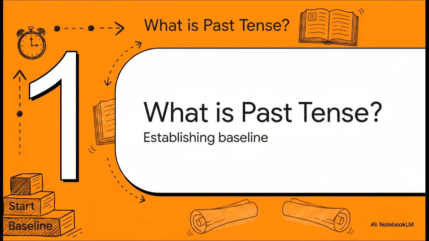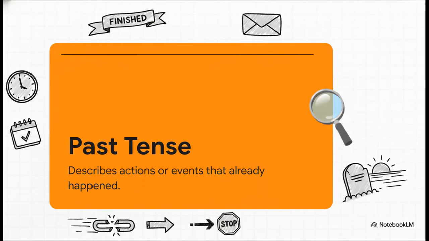What is past tense? So, the core definition from our source is elegantly simple. The past tense describes actions or events that already happened. I want you to really zero in on that phrase, already happened. That is absolutely the anchor concept for everything else we're going to cover today. It's not happening currently, it's not some hypothetical future scenario. It is sealed in the past. It has a definite final sense of completion.